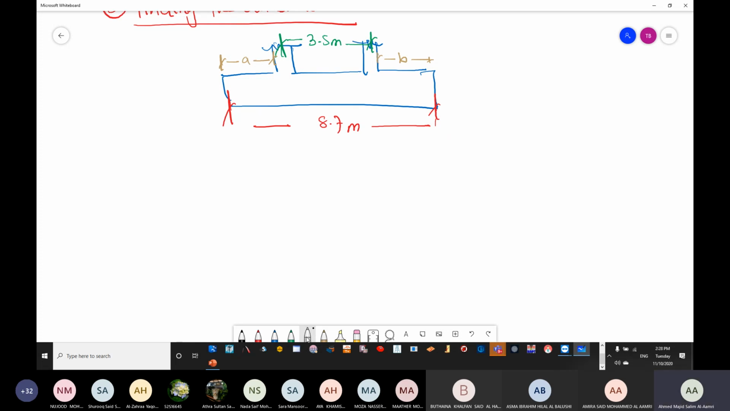Minus 3.5. Now, unfortunately, if you have done that solution, all of you are going to get a wrong answer. Whatever you are saying, that 8.7 minus 3.5 minus 0.35, divided by 2, is going to be correct only in one scenario.